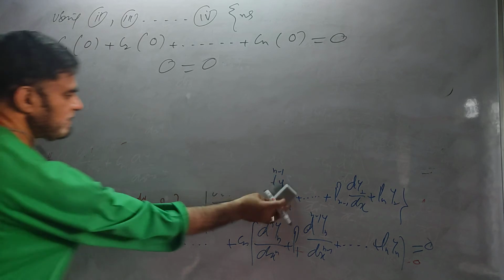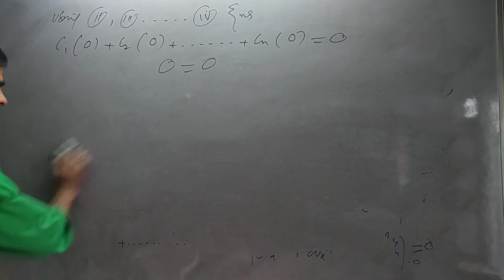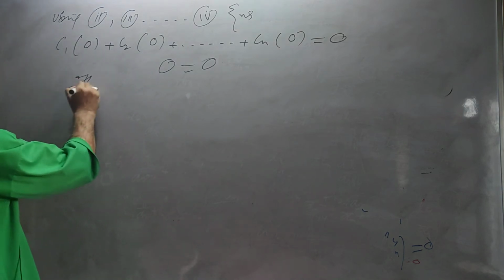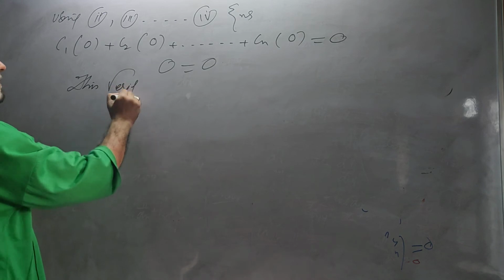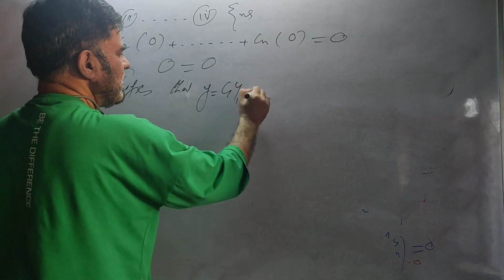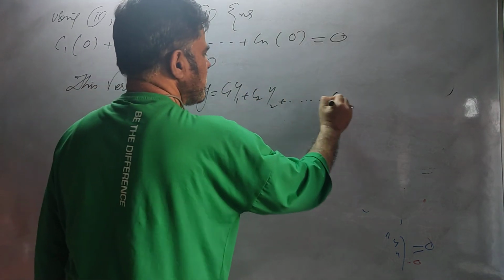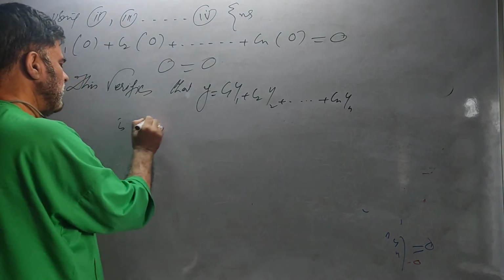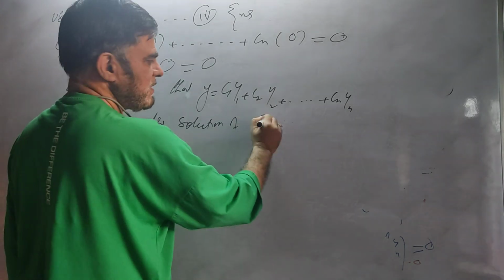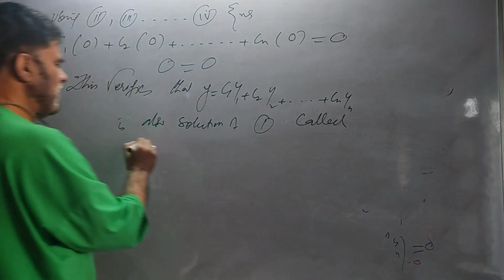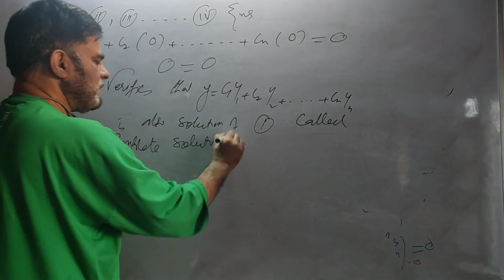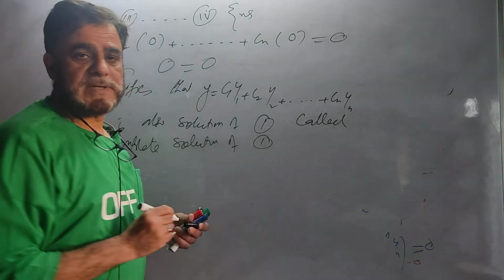You have verified, yes, so this verifies that y is equal to C1 y1 plus C2 y2 plus Cn yn is also a solution of the given differential equation first. This will be called the complete solution of equation first with constant coefficients.